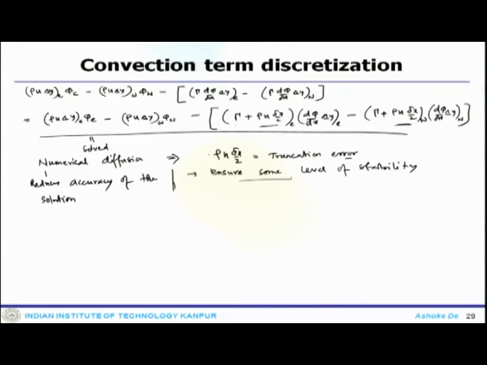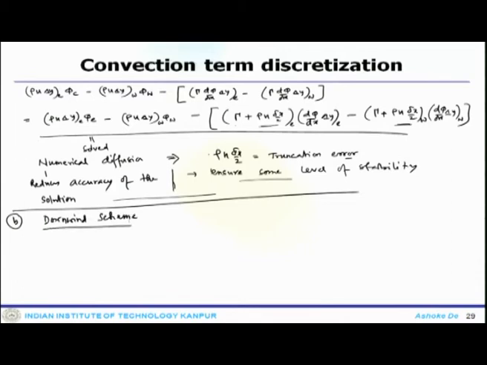Another important thing is that theoretically the contribution from the numerical diffusion term should be less, and that is exactly what happens when you move to higher order schemes and try to reduce the effect of this numerical diffusion. Now we look at the second case, the downwind scheme.